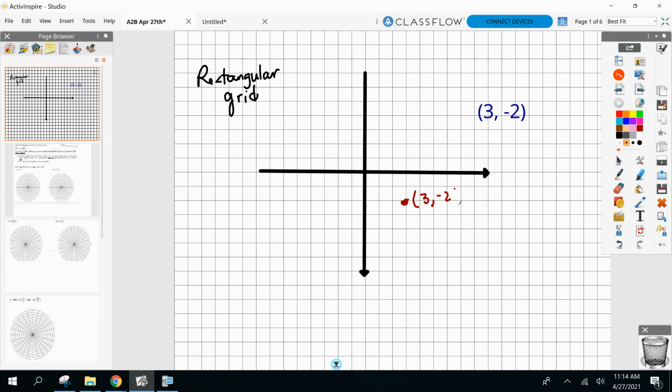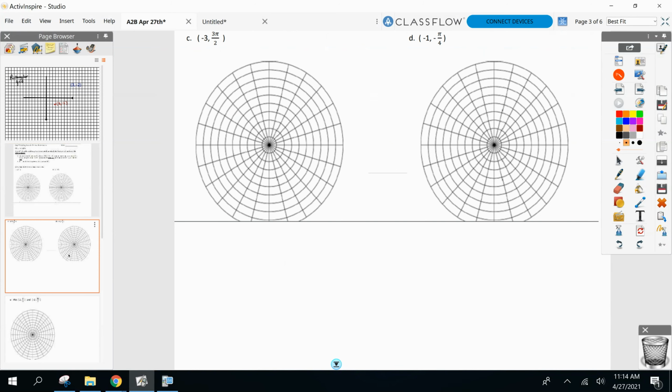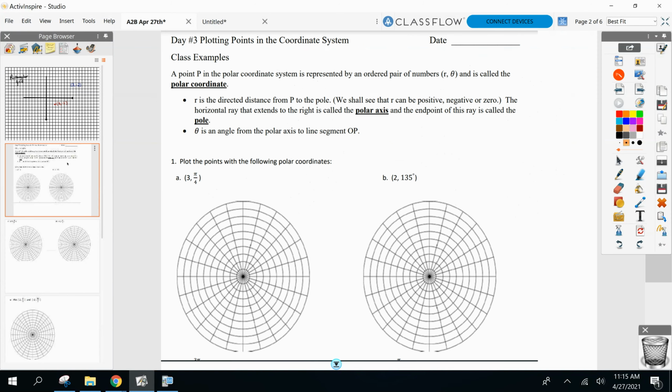That's not as easy to do on the polar grid because I can't go over, up, and down here. I got all these darn circles to deal with. So when you have a polar grid, instead of X and Y, you're going to see R and theta. Theta is what you're already familiar with. That's the angle. You guys graphed a ton of those already over the last 2 days.